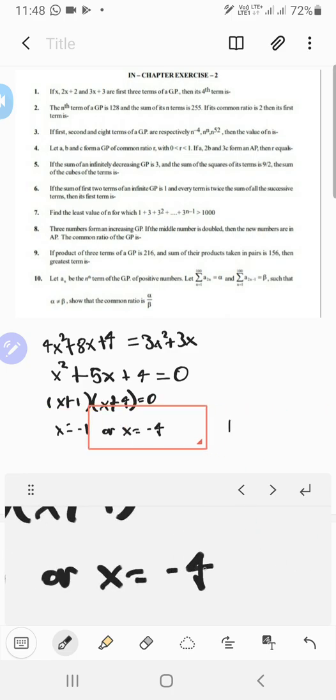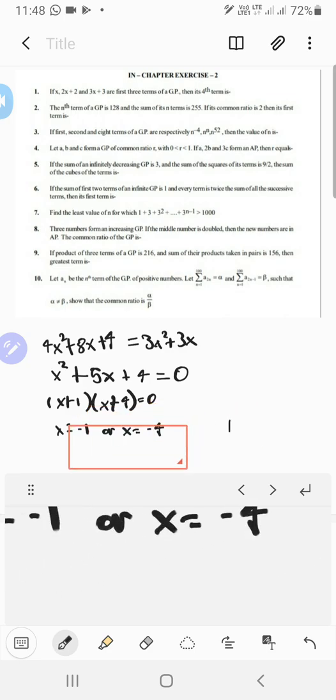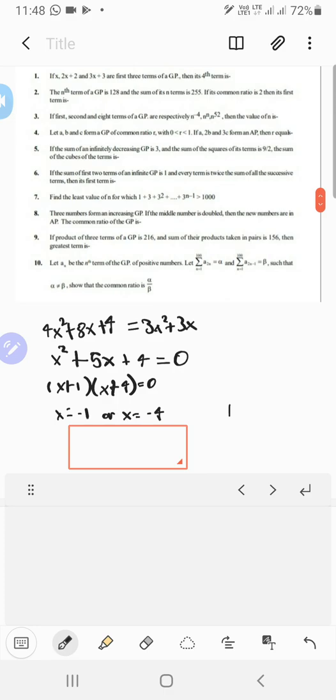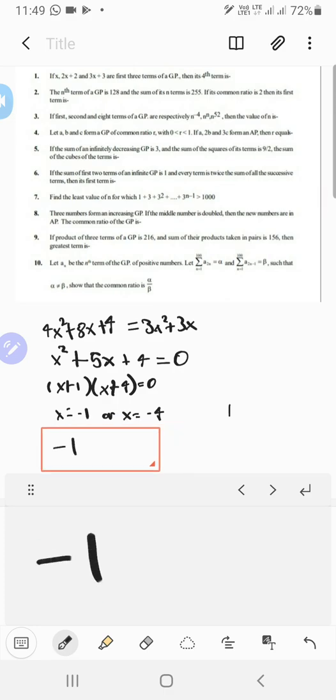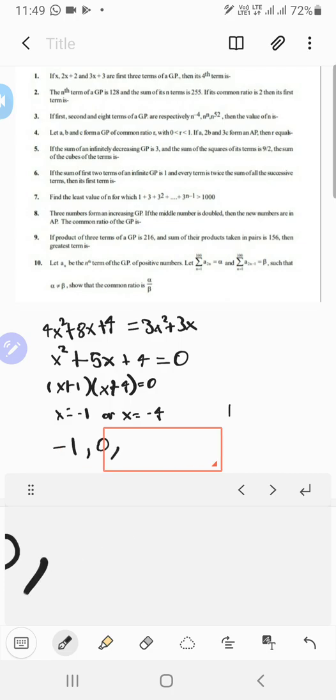X equals to minus 4. Now let's generate those three numbers. The first number is x. Suppose x is minus 1, then the first number is going to be minus 1. Then the next number is 2x plus 2. So 2 times minus 1 is minus 2, plus 2, that's going to be 0. And then the next number is 3 times x plus 3, which is once again 0. So here the common ratio is 0.